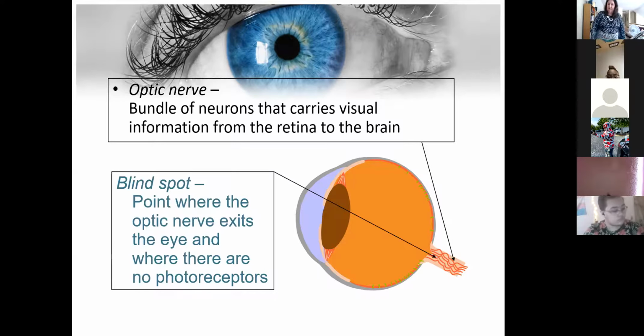We also have what's called a blind spot in our eye. And this is where there are no photoreceptors. There are no rods, there are no cones, because it is the place in our eye where the axons of the ganglion cells, where the optic nerve actually exits our eye. So this is our blind spot. That's the optic nerve where it exits the eye.